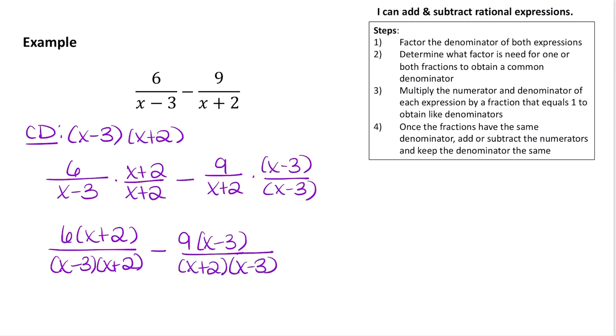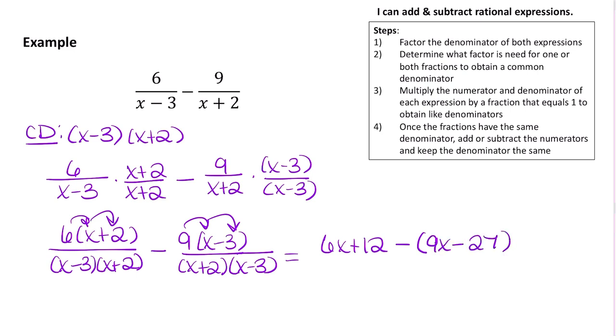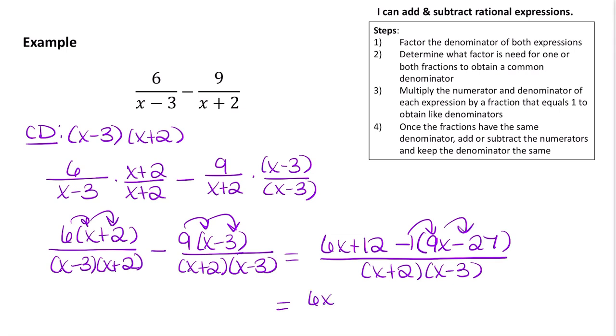Okay, so now let's go ahead and distribute and multiply these out. So I'm going to end up getting 6x plus 12, okay, and then minus, I'm going to put all of this in parentheses because that subtraction is going to distribute there. So I have 9 times x, which is 9x, and then minus 9 times 3, which is 27. And that's all over the common denominator, which is x plus 2 times x minus 3. I'm just going to go ahead and distribute that negative so I can take care of that. So I have 6x plus 12 minus 9x and then plus 27. And that's over x plus 2 times x minus 3.